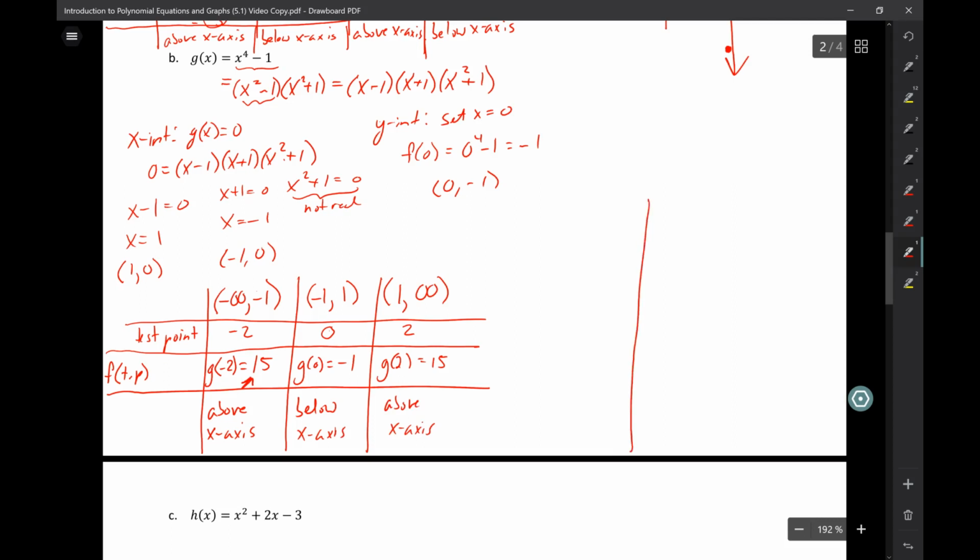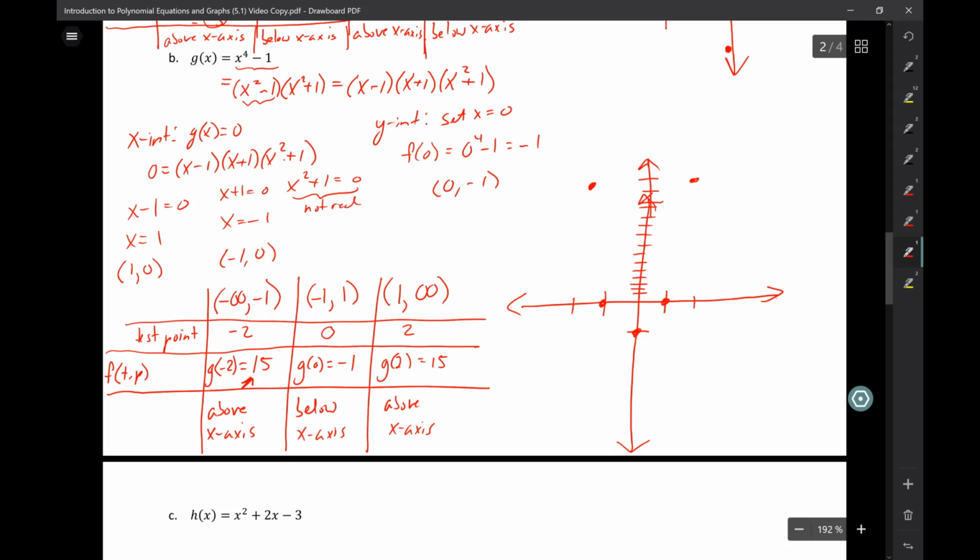Therefore, we can now graph the polynomial equation. First, plot all x-intercepts and y-intercepts. Our two x-intercepts were (1, 0) and (negative 1, 0). We also have a y-intercept of (0, negative 1), so that's (0, negative 1) here. We then plot all the other points we know. From the test points and g evaluated at the test points, we have (negative 2, 15). So 1, 2, 3, 4, 5, 6, 7, 8, 9, 10, 11, 12, 13, 14, 15. It's going to be right here. We also have (2, 15), right here.